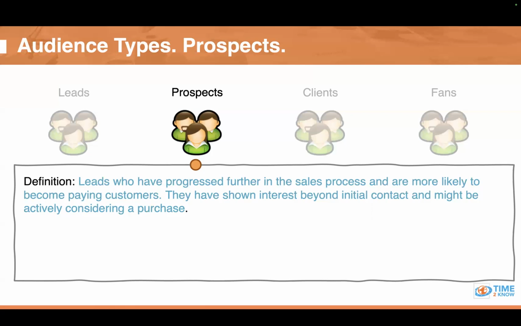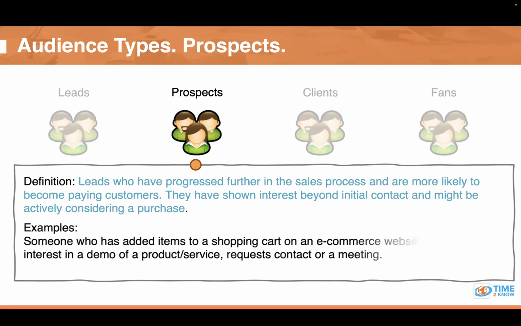And remember, the whole discussion of this chapter is from awareness to conversion. So these prospects are already warmed up to the idea of purchasing some of your products or services. Examples: these could be people who are requesting certain contact with you. They are requesting a demonstration of your product or service. They are requesting a meeting with you, considering you as a leader or an authority on a topic, or they have put a product in a shopping cart. They still have not purchased.